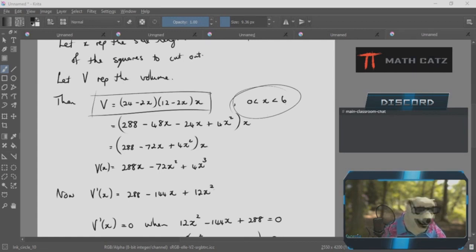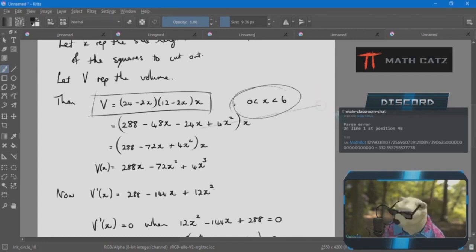Maybe you have a memory function in your calculator. Maybe MathBot does as well. I don't even know. I rarely use it. Oh, it's not happy with something that I did. What did I do that upsets you, MathBot? 24 minus 2 times the number times 12 minus 2 times the number. Oh, I have a random bracket. That's better. My apologies for the random bracket.